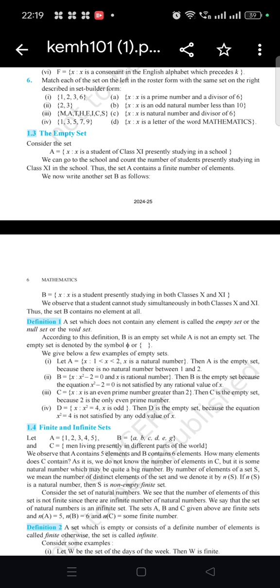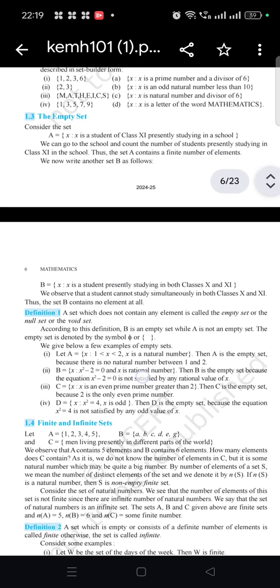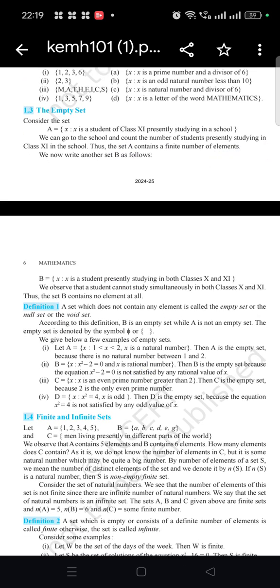Now, read out the book, The Empty Set. What is an empty set? Now tell me.